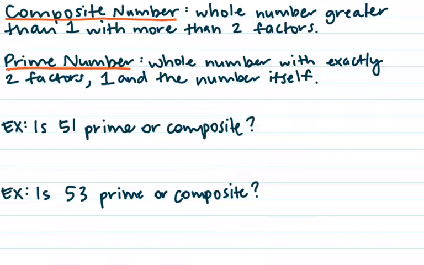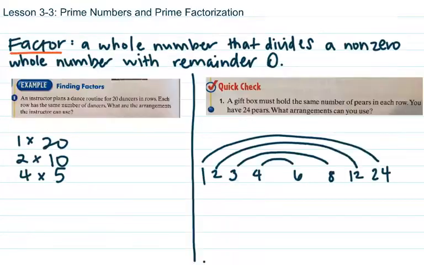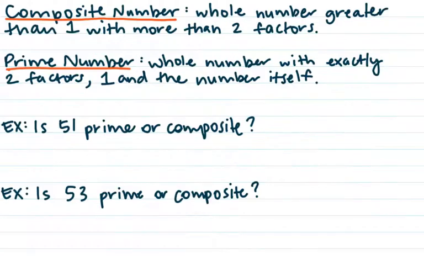Now that we've learned what factors are, we can talk about composite and prime numbers. A composite number is a whole number greater than 1 with more than 2 factors. So if I flip back here, 20 and 24 are both composite numbers. They have more than one set of factors that multiply together to give you that number. 48 is another example of a composite number. 14 is a composite number. All the even numbers really are composite numbers, and most of the odd numbers as well.